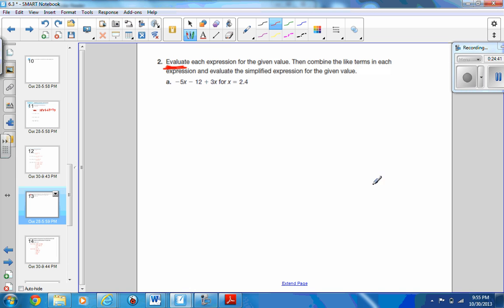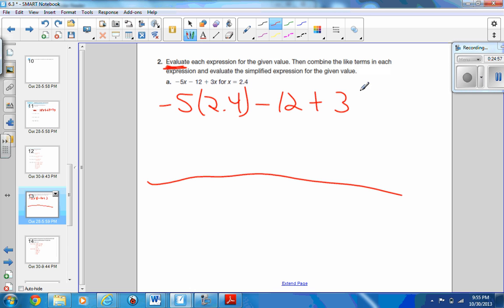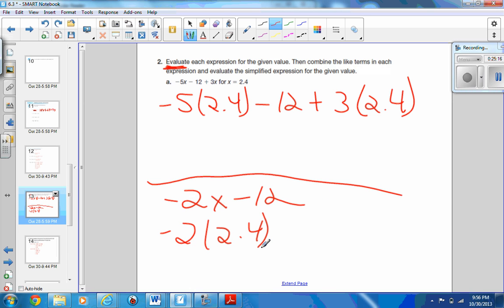So you're going to do this 2 ways. You're going to do it one, the way it is up there, and plug in 2.4 for x. So for x, that becomes 2.4 minus 12 plus 3 times 2.4. But then the other way, so then you're going to simplify all that. The other way they want you to do it is to actually combine like terms. So your x's would give you negative 2x minus 12, and then plug in from there, negative 2 times 2.4. Remember, you're using your calculator on all these, so you shouldn't have any problems.